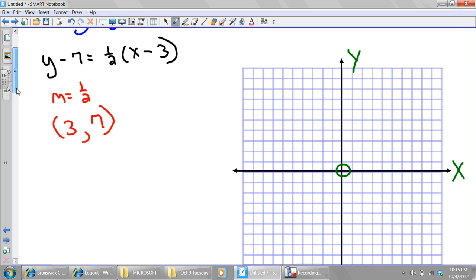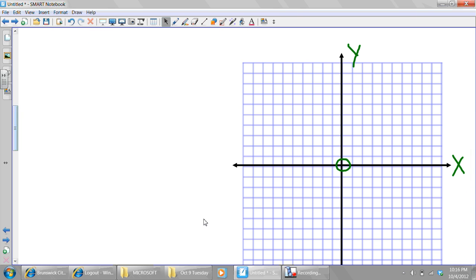Well, if I want to graph it, all I have to do is go to 1, 2, 3, and 1, 2, 3, 4, 5, 6, 7 right there. I'll then use my slope. Rise 1, run 2. Back here I could go rise 1, back 2. And I don't have to have the y-intercept to be able to graph in this situation. And there's my line.